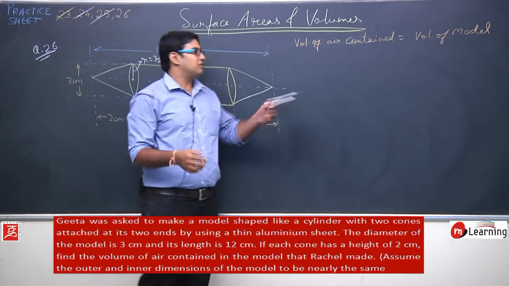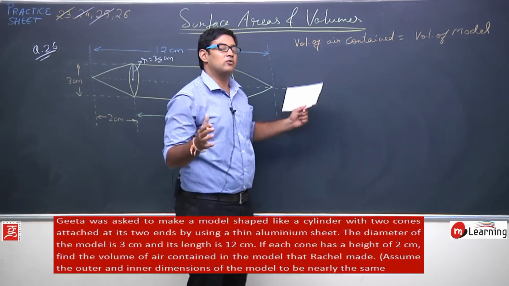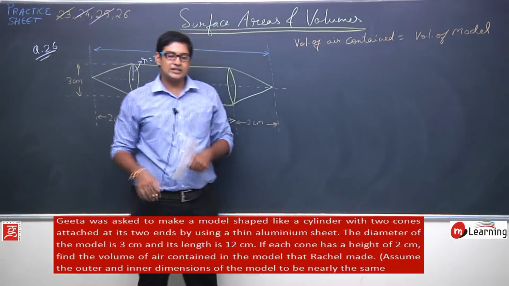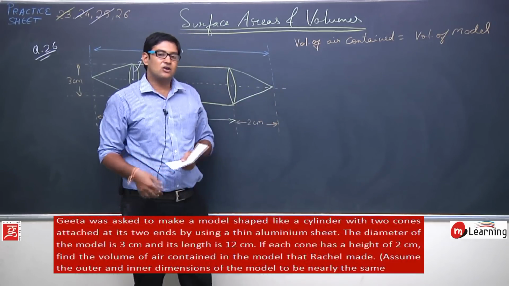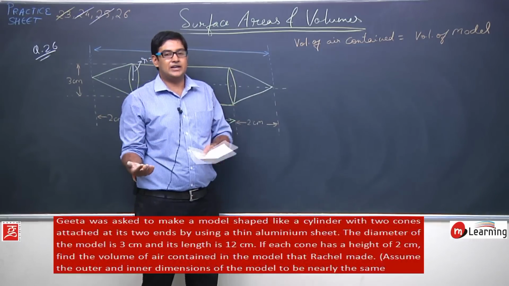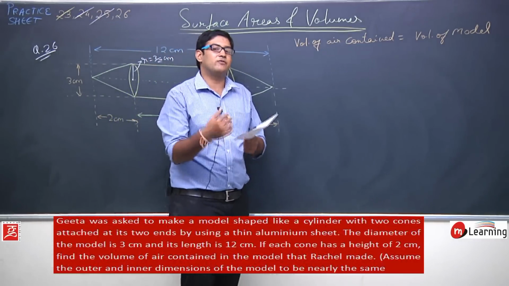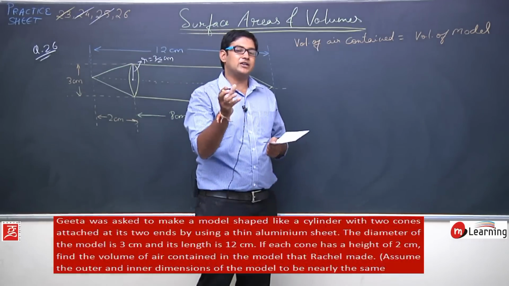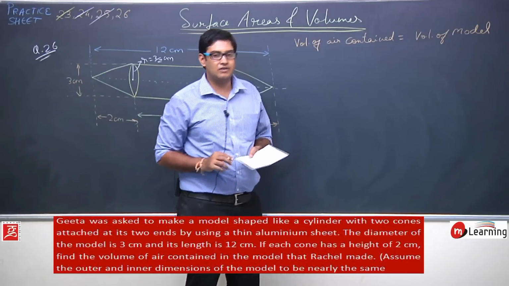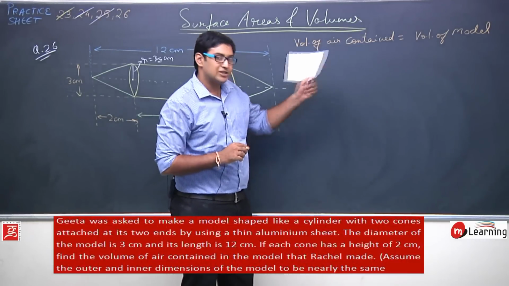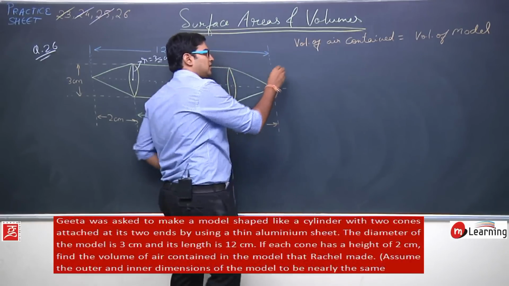Okay. It is just given for confusing students that volume of air contained, or volume of water that can be contained inside, or how much fuel can be contained in this model, and all these questions. These are the same questions, just to make it a bit difficult to understand. This twist is given to the question. Okay. So simply we need to calculate the volume of model. That is the only question.